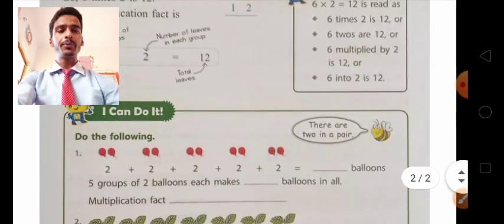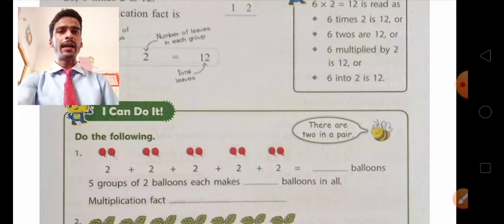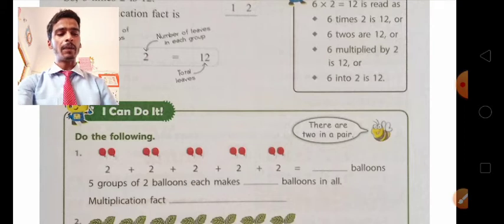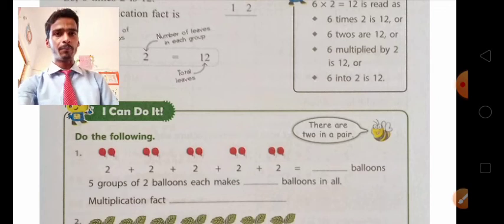I can do it. In this topic there are some questions. You can see here 1, 2, 3, 4, 5. There are 5 groups. In each group there are 2 balloons. So how many balloons are there in all? There are 10 balloons in all, because 5 multiply 2 equal 10. And what is 5? 5 is the number of groups. And what is 2? 2 is the number of balloons in each group.